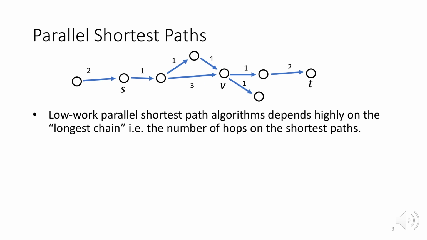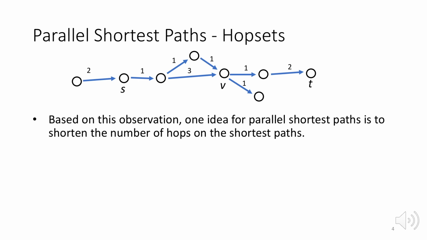Low-work parallel shortest paths algorithms depend highly on the longest chain, which is the number of hops on the shortest path. So from S to V, the number of hops is 3, and from S to T, the number of hops would be 5. Based on this observation, one idea for parallel shortest paths is to shorten the number of hops on the shortest paths.